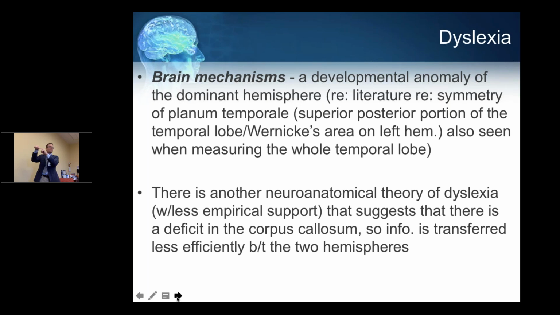There's 3 gyri, 3 folds here in the temporal lobe. The middle and bottom one are spatial, like semantics. The top one has to do more with integration. Okay, so there's a whole deficit within that system, and I have a visualization of that coming up.